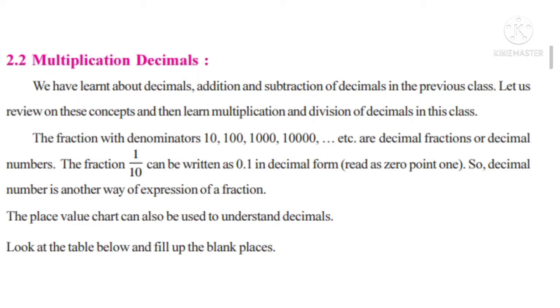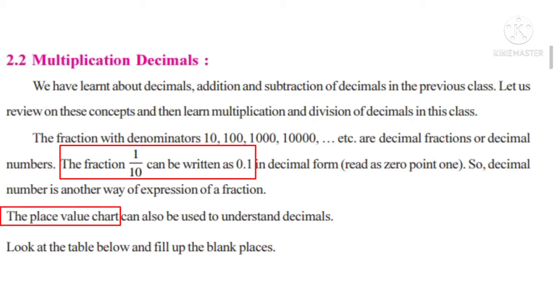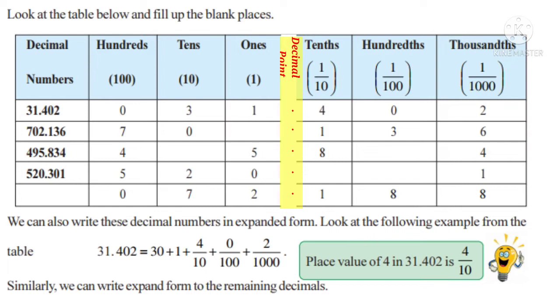The fraction 1 by 10 can be written as 0.1 in decimal form. So, a decimal number is another way of expressing a fraction. The place value chart can also be used to understand decimals. Look at the table below and fill up the blank places.